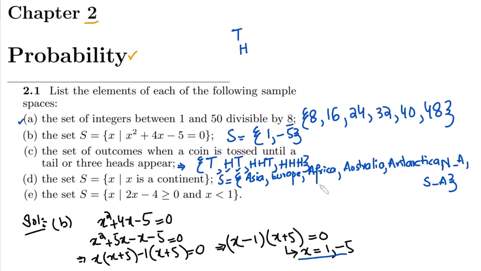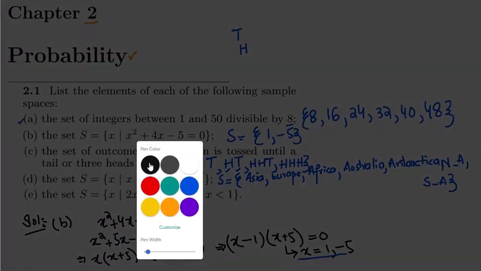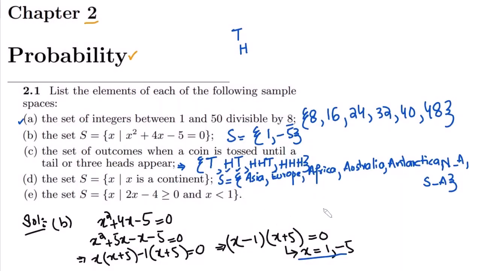So this is basically the number of the continents we have here. And the last part here is E. So we can see here that 1, 2, 3, 4, 5, 6, 7, 7 continents which have been shown here. The last part is here the set S equal to X such that 2x minus 4 greater or equal to 0 and X should always be less than 0. So here let me solve it, and in solving it let me first remove this one.